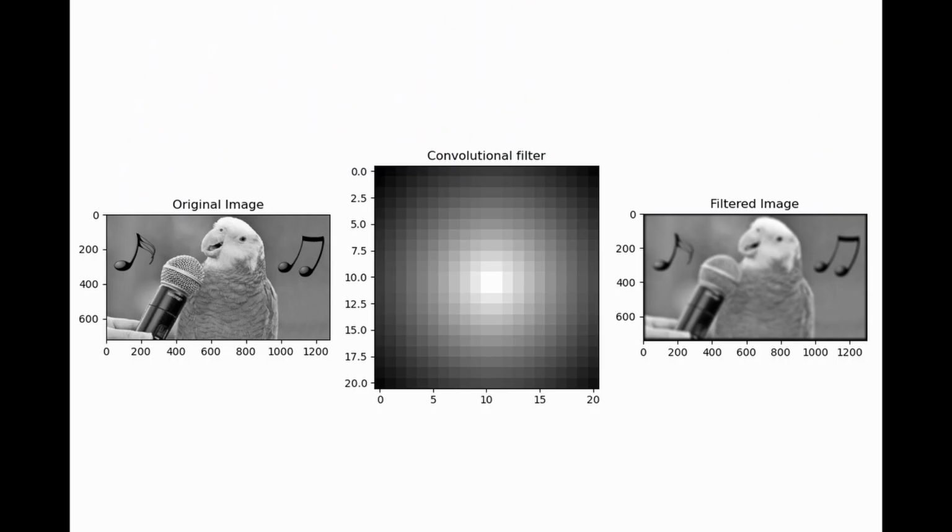And by applying the function, we can see that the end result is essentially the same, but much smoother in terms of blurring than the normal box type filter.